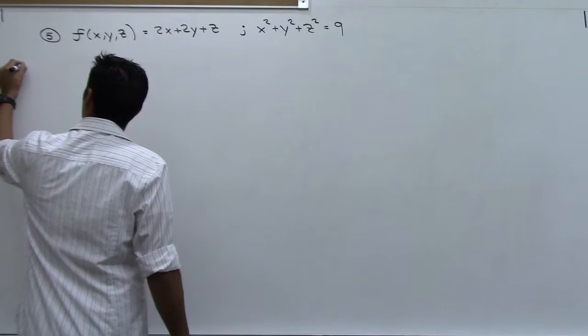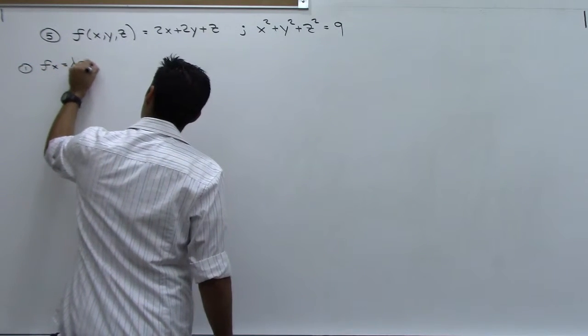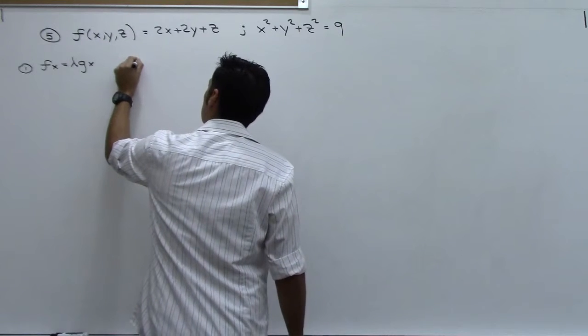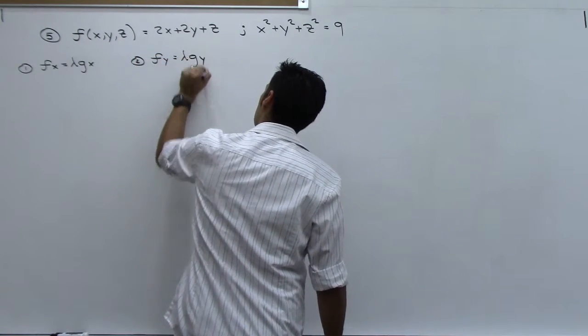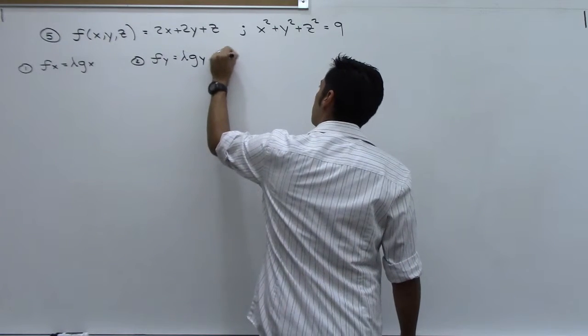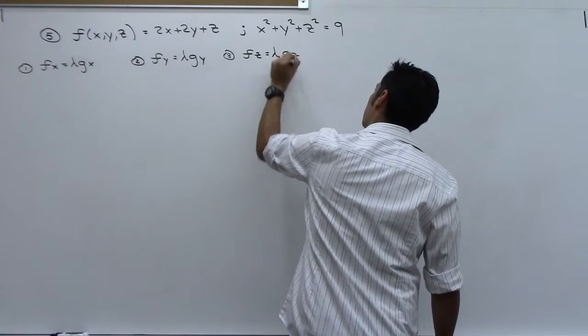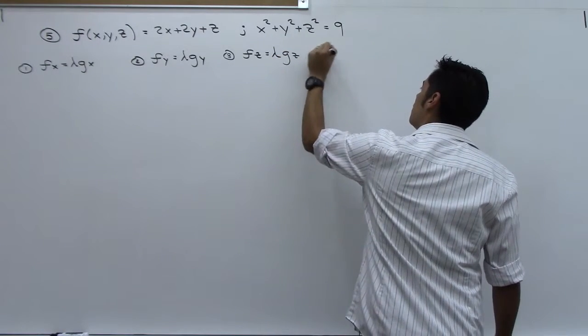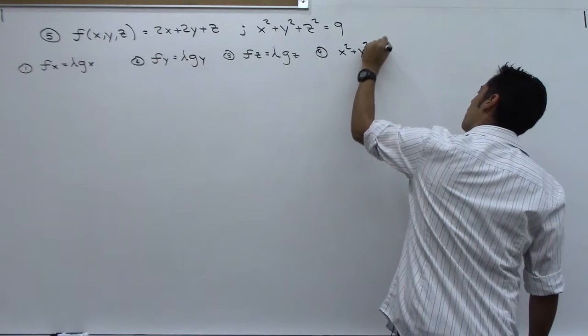First one, partial of f with respect to x has to be equal to lambda partial g with respect to x. Second equation, partial of f with respect to y must equal lambda partial g with respect to y. Third equation, partial of f with respect to z must equal lambda partial g with respect to z. And the fourth equation is our constraint, so x squared plus y squared plus z squared equals 9.